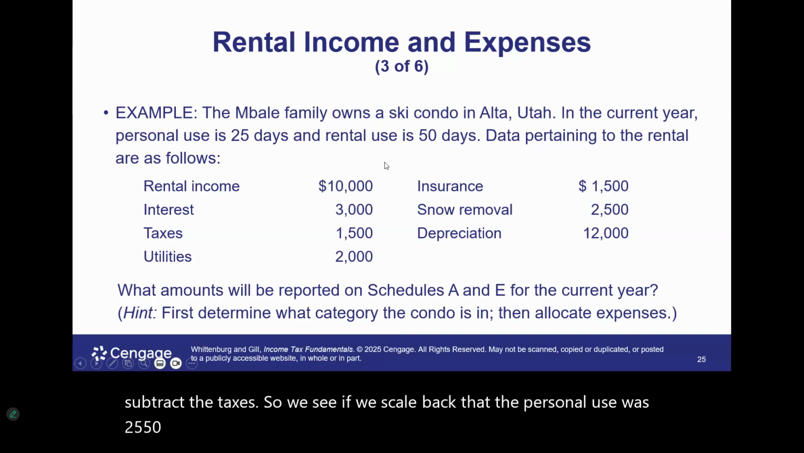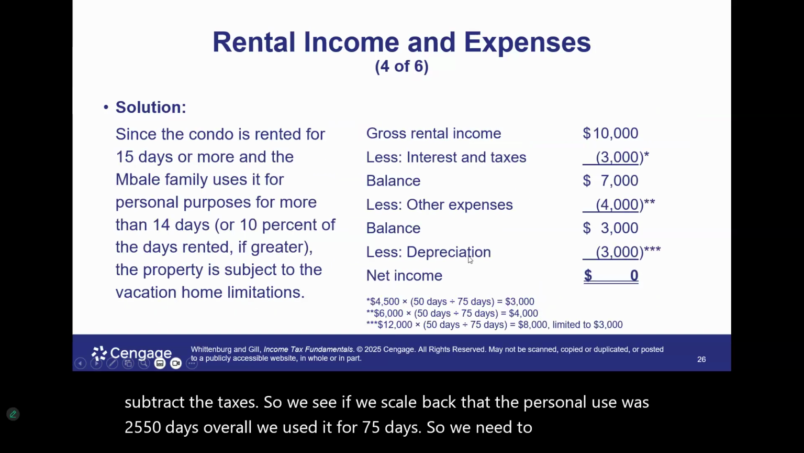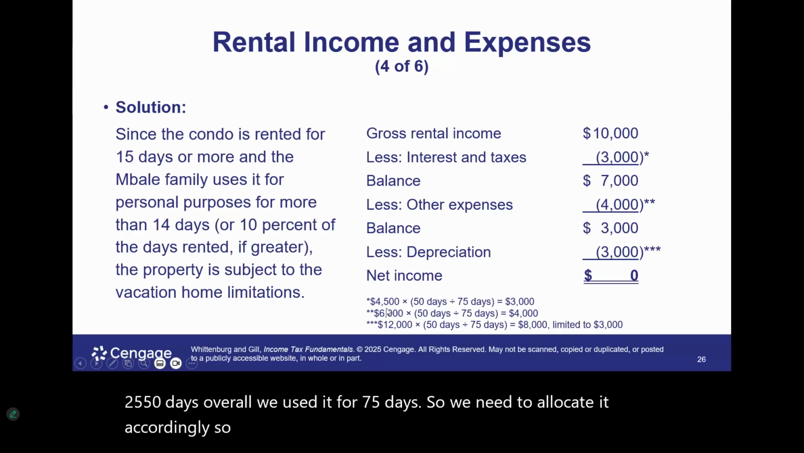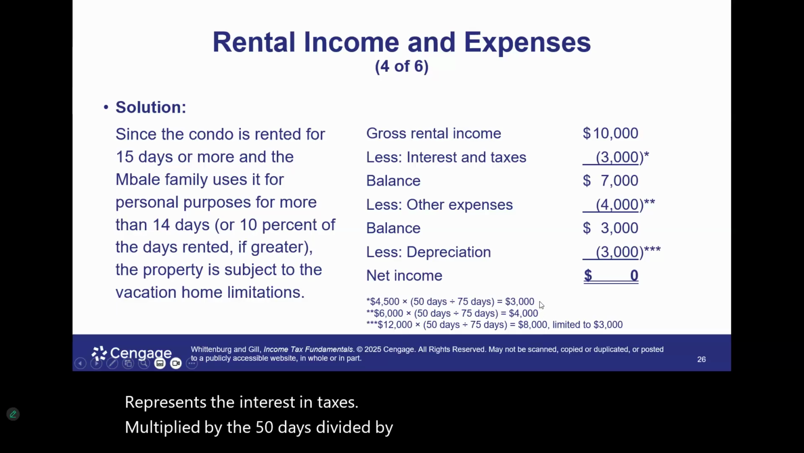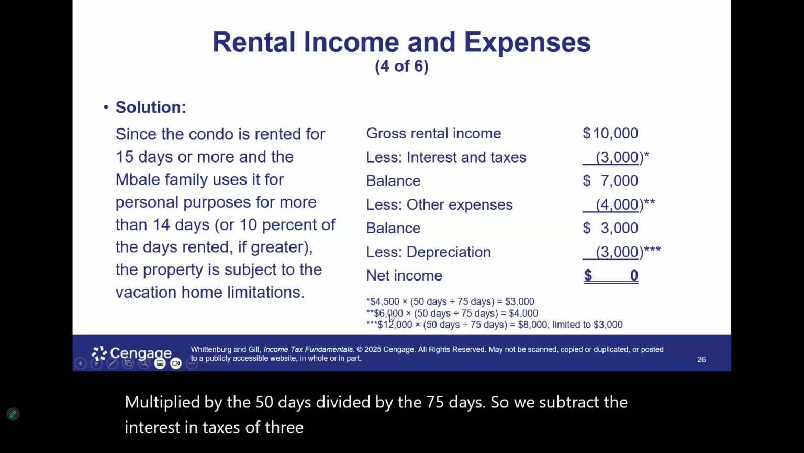Overall, we used it for 75 days, so we need to allocate it accordingly. That is how we get the 75. So 4,500 represents the interest and taxes multiplied by the 50 days divided by the 75 days. So we subtract the interest and taxes of 3,000. And then from there, we factor in the other expenses, the total of 6,000.